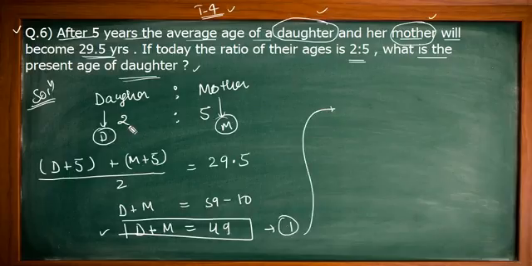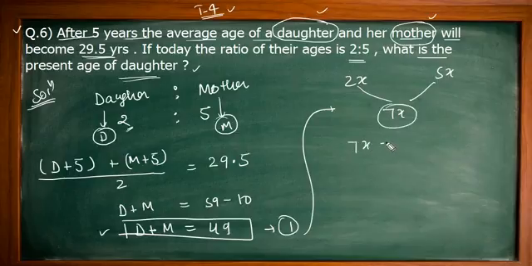And see, daughter and mother are in ratio 2:5. It will be 2x and it will be 5x. Add all these values, 5x plus 2x, that is 7x. Okay, so 7x will equal 49. Put in daughter and mother. This is the part of daughter and this is the part of mother.